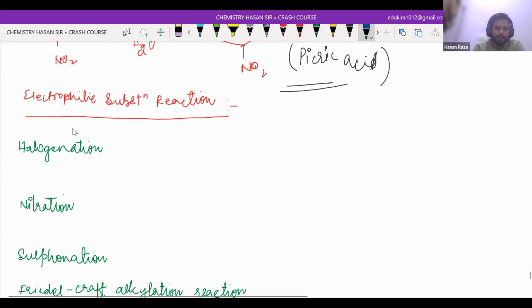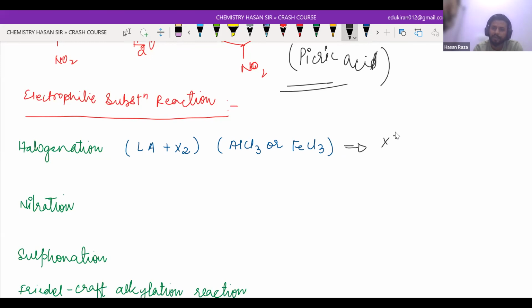Okay. So see, here is your halogenation, and how halogenation will take place. If you take a Lewis acid plus X2, the Lewis acid can be either AlCl3 or FeCl3. With this combination of reagents, you will get an electrophile, that is X plus. Are you getting my point? Yes or no?